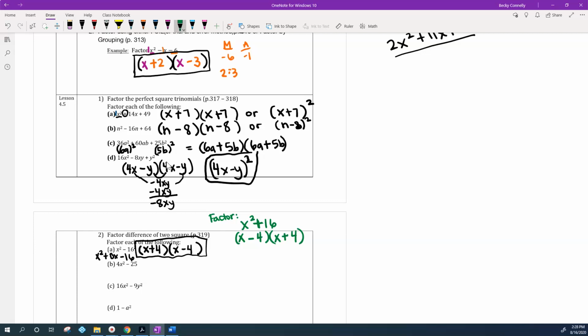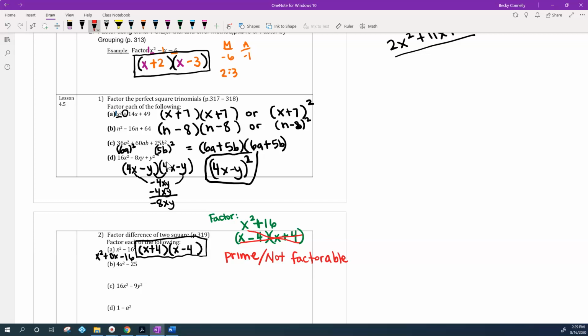So when you have a sum of squares, so something squared plus something squared, it is prime, which means it's not factorable. Okay, so you can't factor it anymore. So x squared plus 16 cannot be factored. There's nothing more we can do with that. Okay, and that's always true when it's something squared plus something squared.